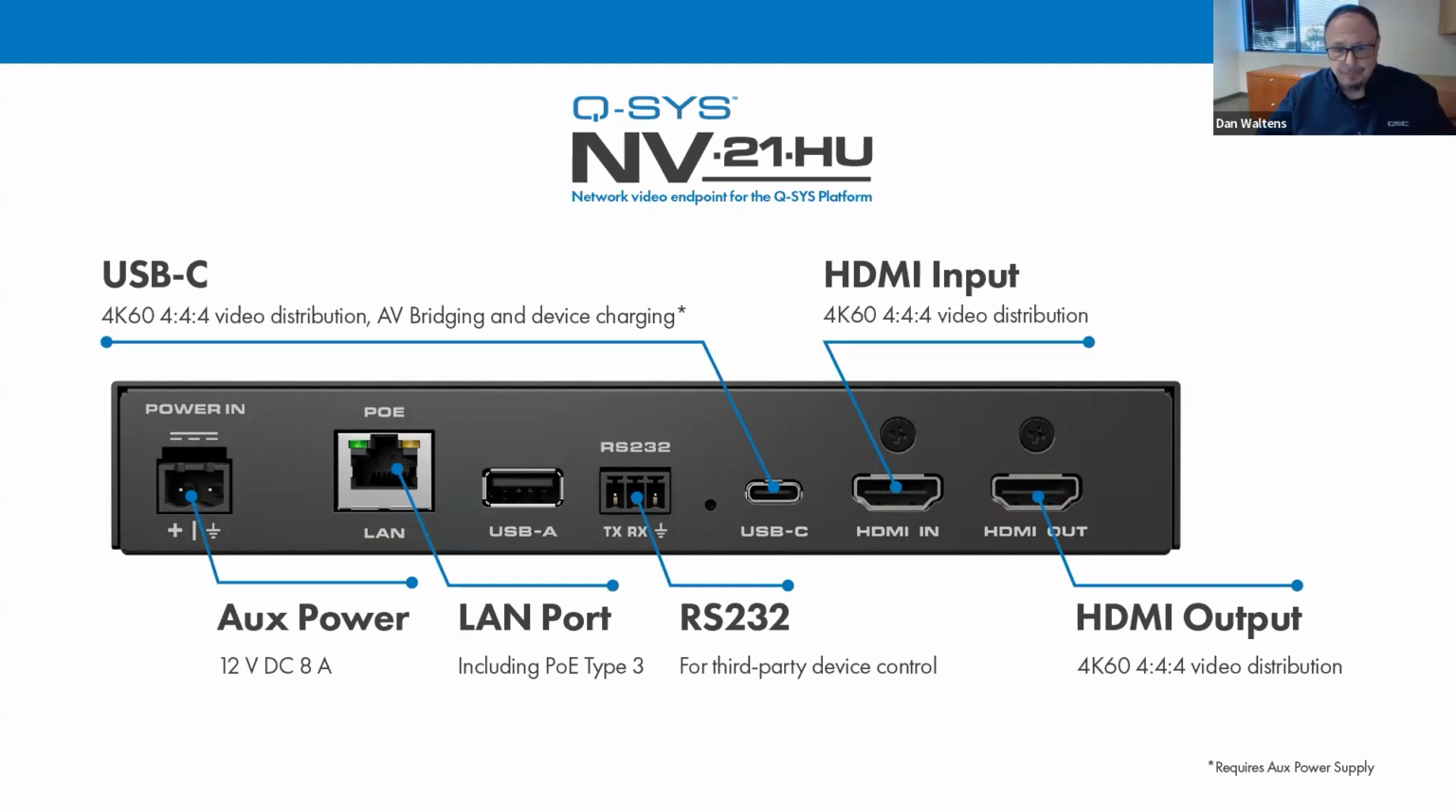The HDMI input is going to be like our typical ones that will do up to 4K 60, 444 video. And then the HDMI output on there, 4K 60, 444 video distribution as well.